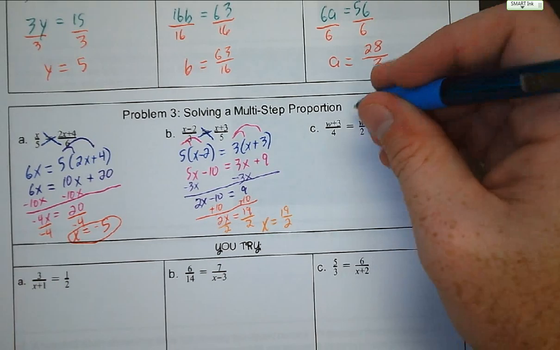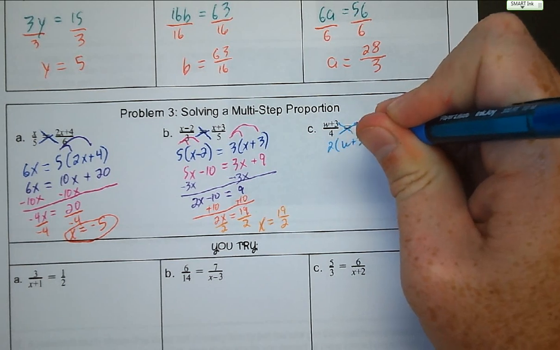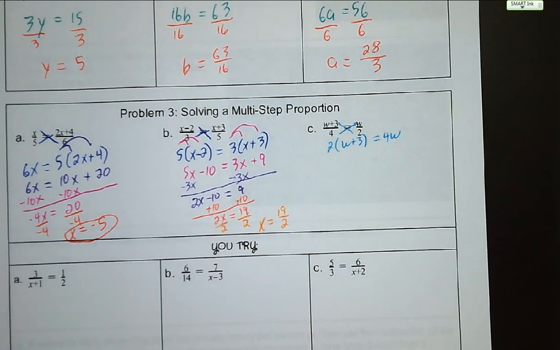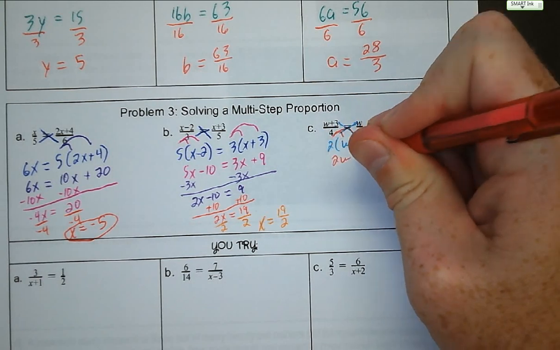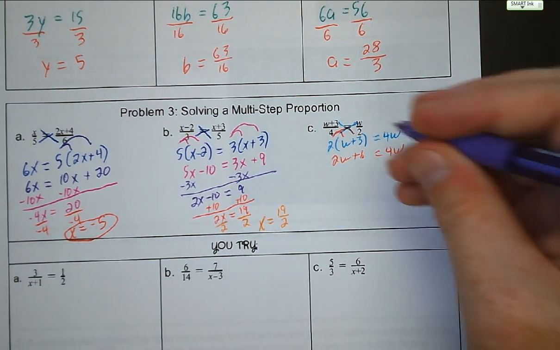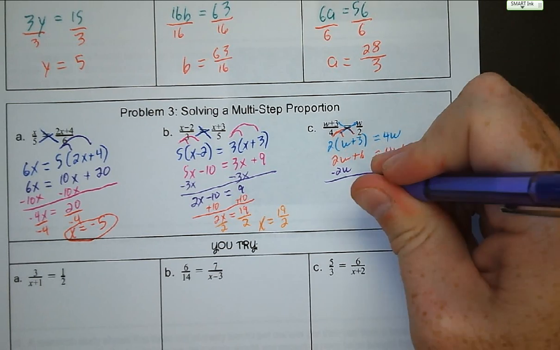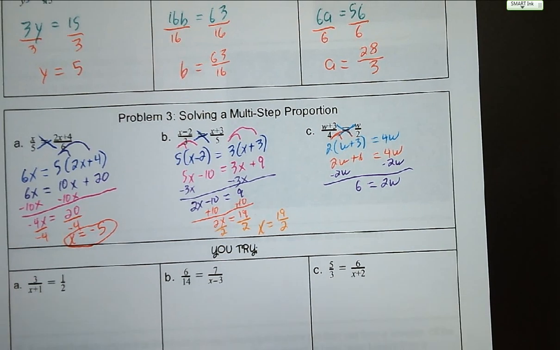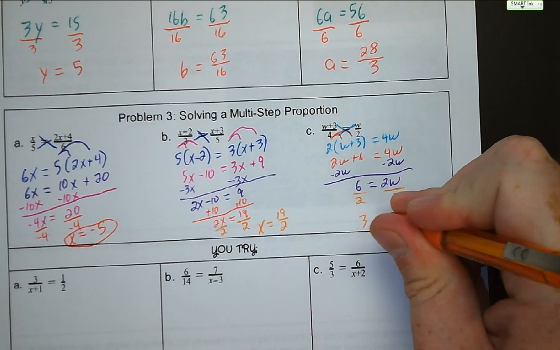Okay, letter C. Cross multiply, we have 2 times (w plus 3) equals 4w. Distributive property. 2w plus 6 is equal to 4w. Subtract 2w from both sides. 6 is equal to 2w. And we are going to divide both sides by 2. So 3 is equal to w.